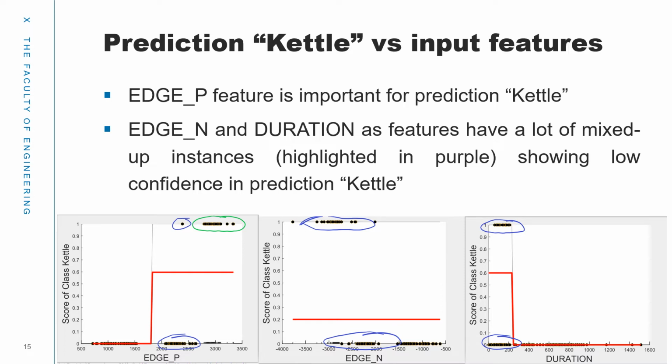Edge N and duration have a lot of mixed up instances, as highlighted in purple, to be of any significance for predicting kettle. Although we see a rise in the duration PD plot, indicating there are some duration instances at score of 1 that may not be mixed up with instances at score 0, and of importance to kettle, it is still difficult to distinguish kettle from microwave and toaster as they have similar duration.